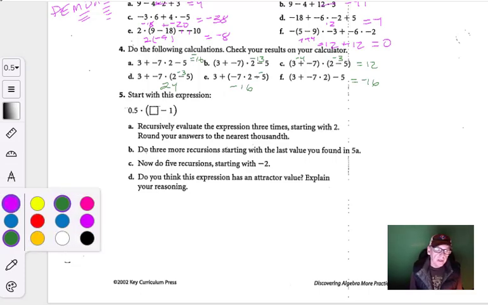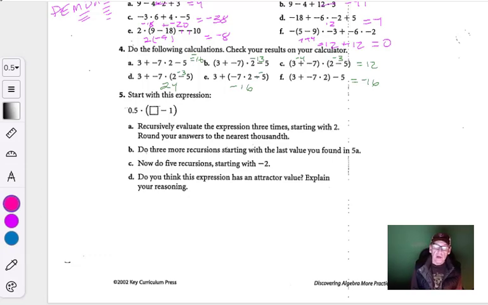Now this recursion, you might not remember doing these for a while, but you start with an initial value, and then you take the answer and you keep plugging the answer back in as many times as it says to do this. So they want us to do this 3 times. They want us to start with a 2. So 2 is going to go into that first, and we have half of 2 take away 1. 2 take away 1 is 1. Half of 1 is 1/2.